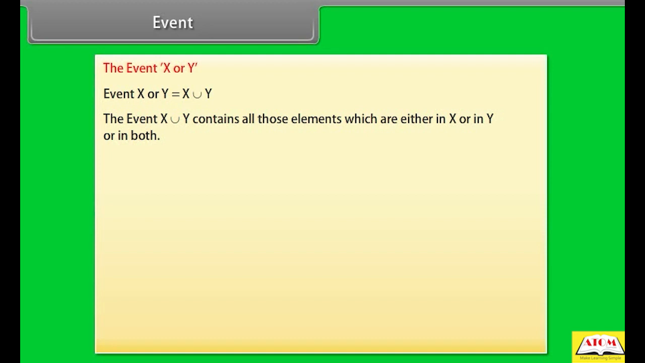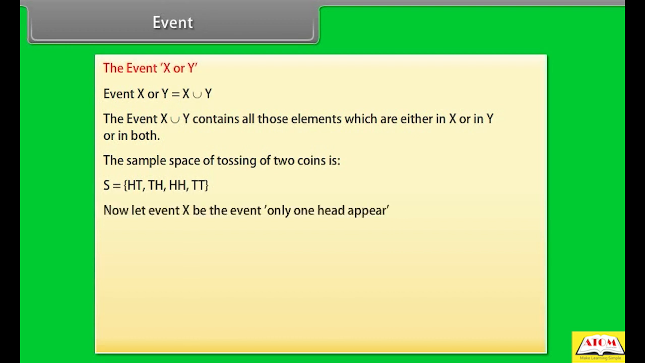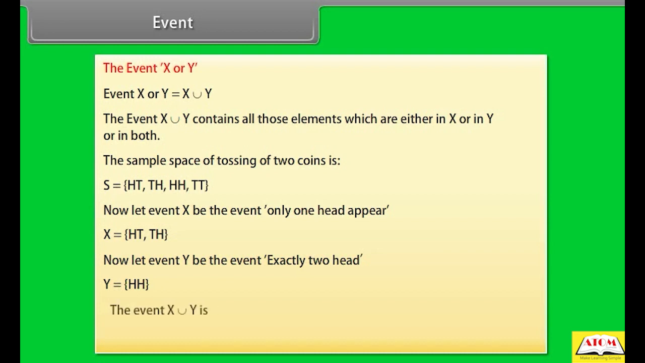To understand it, let's take an example. The sample space of tossing 2 coins is S = {HT, TH, HH, TT}. Now let event X be the event only one head appears. X = {HT, TH}. Now let event Y be the event exactly 2 heads. Y = {HH}. The event X union Y is X union Y = {HT, TH, HH}.